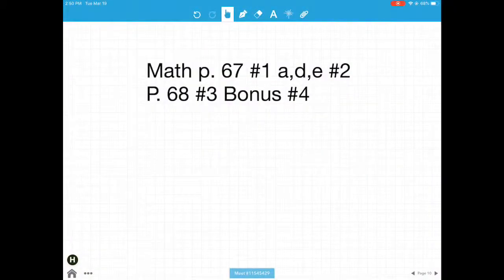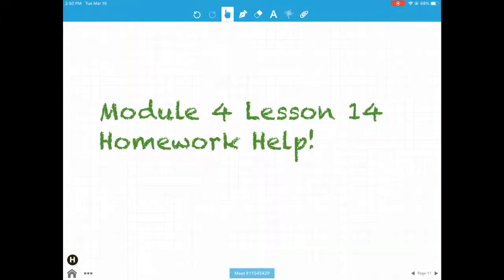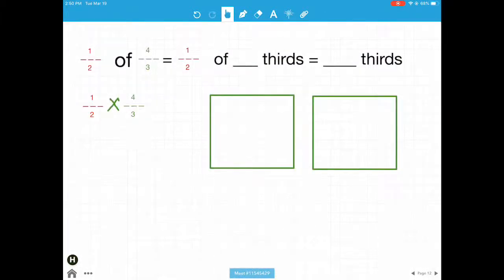Okay, this is my fourth attempt at this. Today's homework, math page 67, number 1, A, B, D, E. I'm going to go fast. This is Module 4, Lesson 14, homework help. All right, here we go.